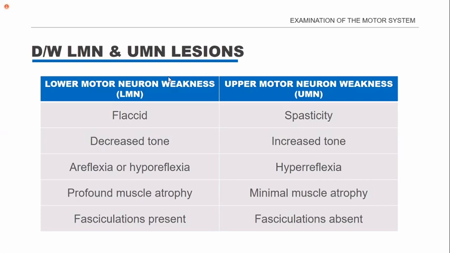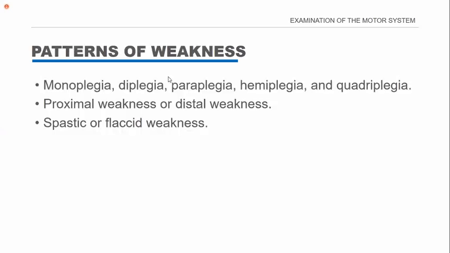Lower motor neuron weakness causes flaccidity. Upper motor neuron weakness causes spasticity. Decreased tone, areflexia or hyperreflexia, muscle atrophy or wasting, and fasciculations are usually present in lower motor neuron disorders. Just the opposite, the tone is increased when we consider upper motor neuron disorders. Hyperreflexia is also seen. Muscle atrophy is there, but that is much less than that seen in lower motor neuron disorders. And fasciculations are usually absent in upper motor neuron disorders.